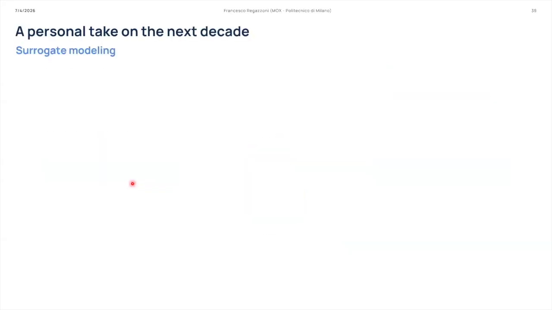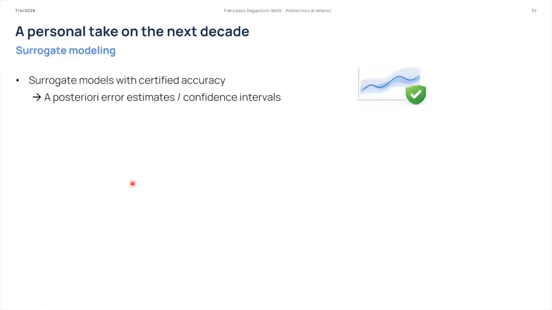So what's my personal take on the next decade about surrogate modeling, first of all? I think that the main drawback of surrogate models nowadays is that they lack a well-assessed theory, or at least a theory comparable to traditional numerical methods. So what I would like to see in the next years is the development of surrogate models with a certified accuracy. And I think that this can be done either by a posteriori error estimates or by switching to probabilistic neural operators that have confidence intervals inside.